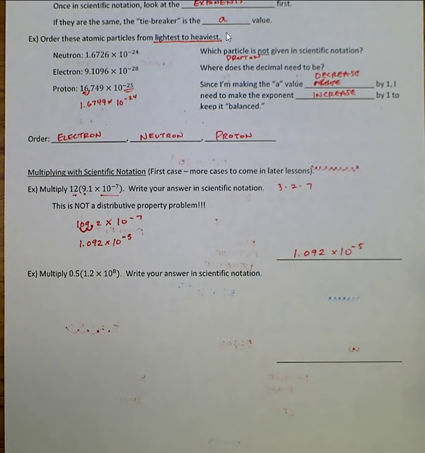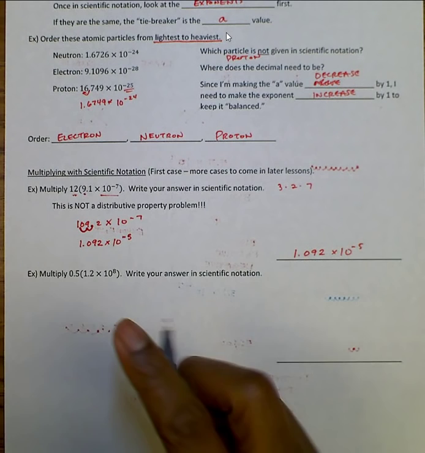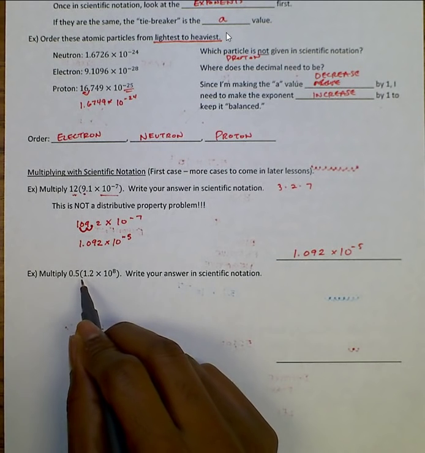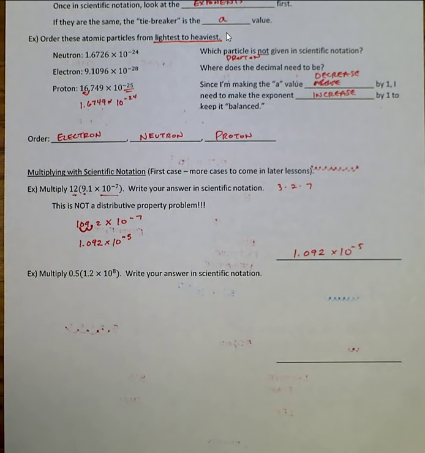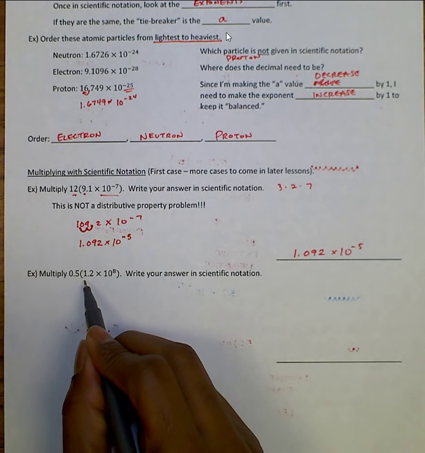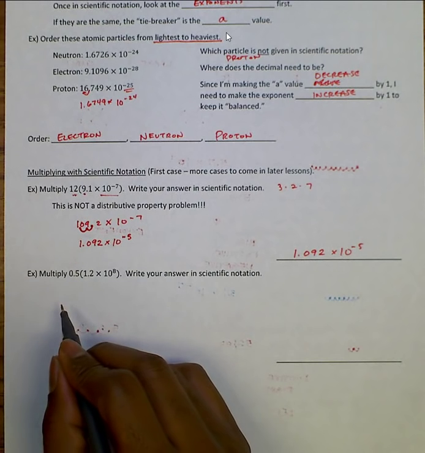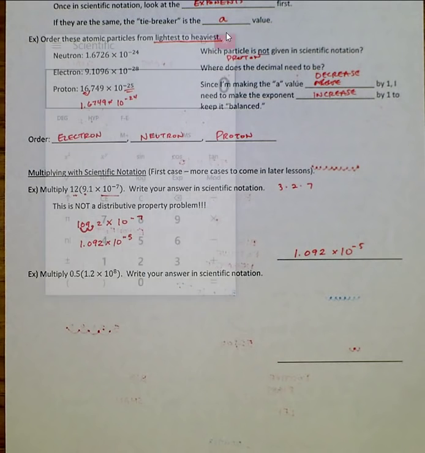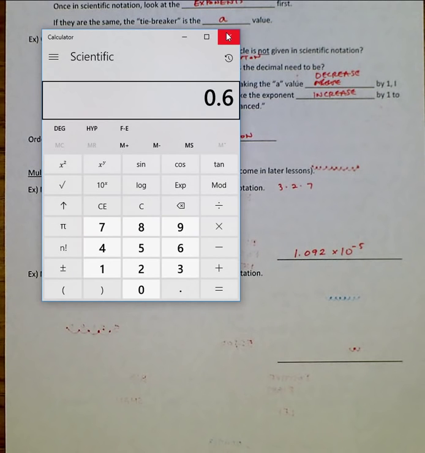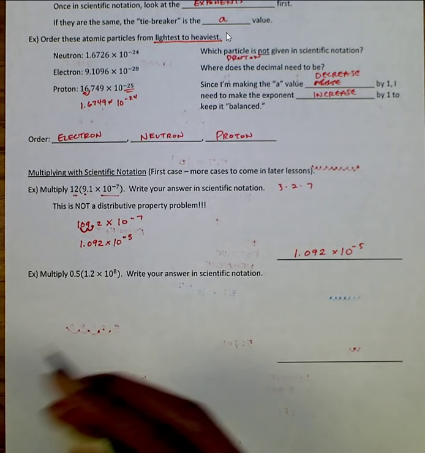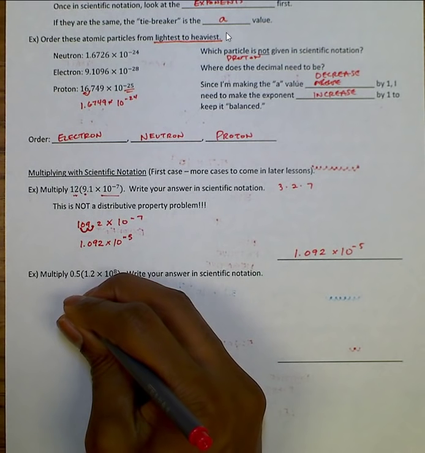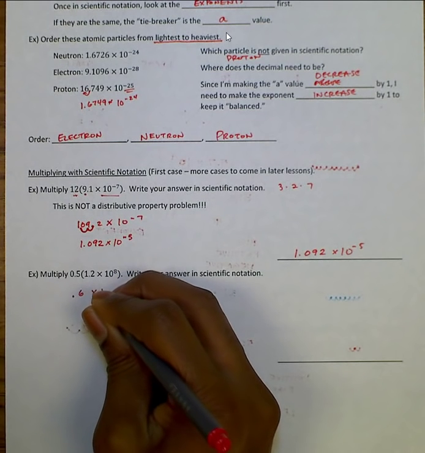Okay. Last problem, another example of this. Again, remember that we're just going to regroup this so that we can do what's best for efficiency in this problem. So we have 0.5 times 1.2. So 0.5 times 1.2, that should give us 0.6. I'll do it on the calculator. That's 0.6. So I multiply these two together, I get 0.6 times 10 to the 8th.